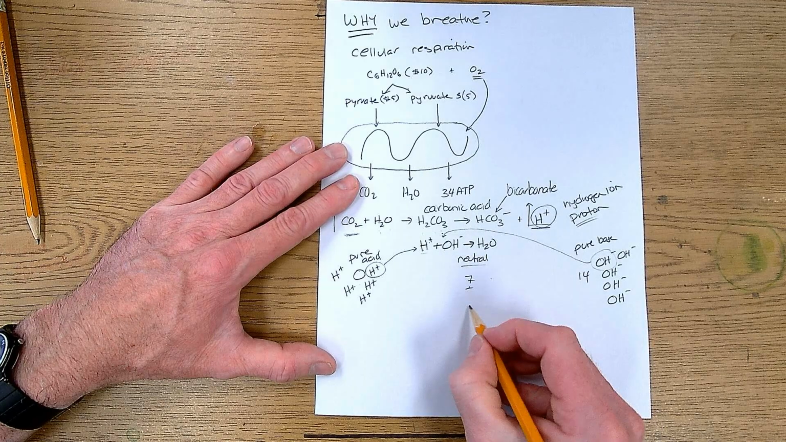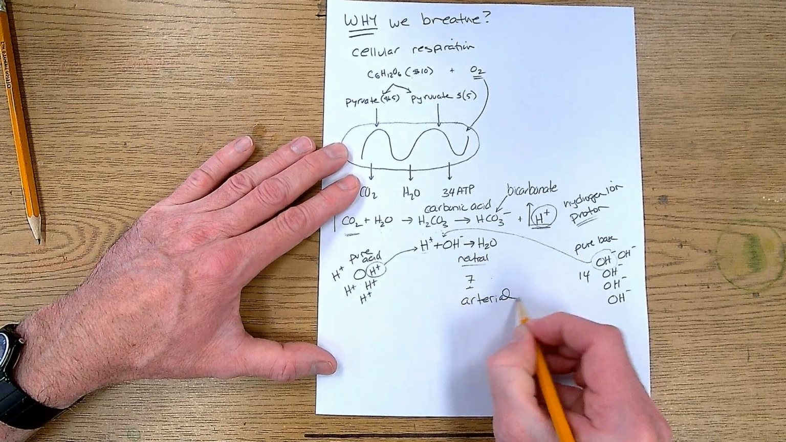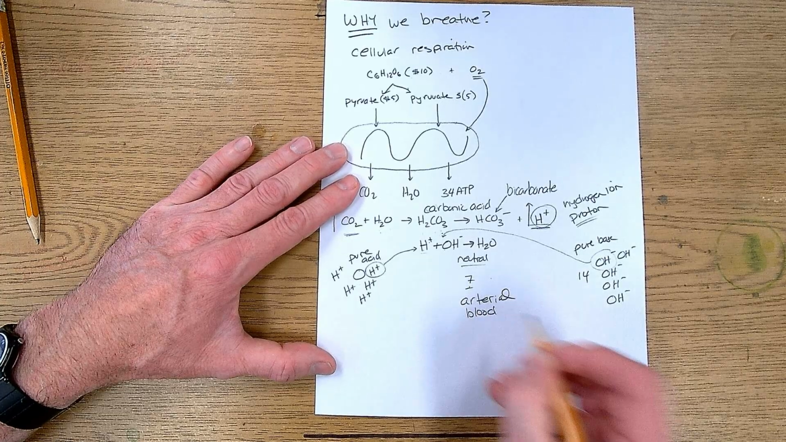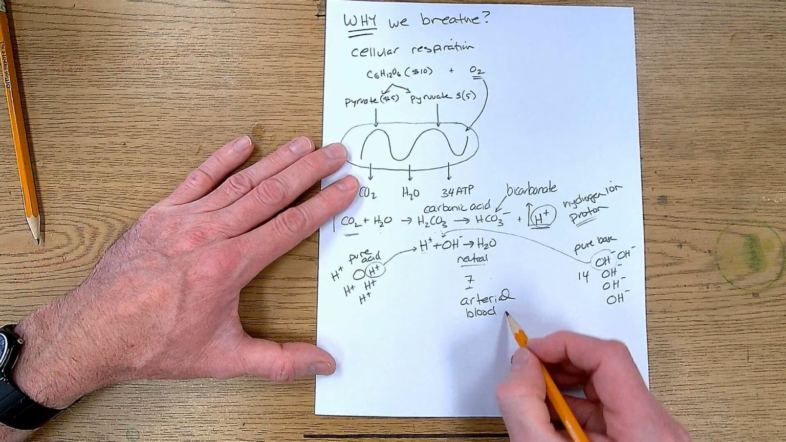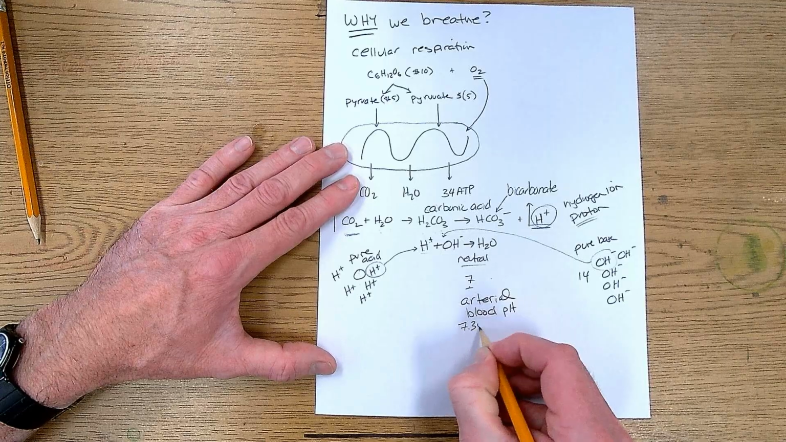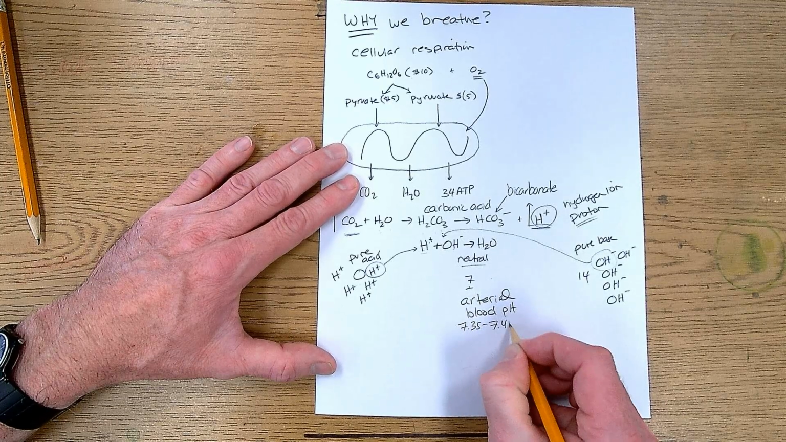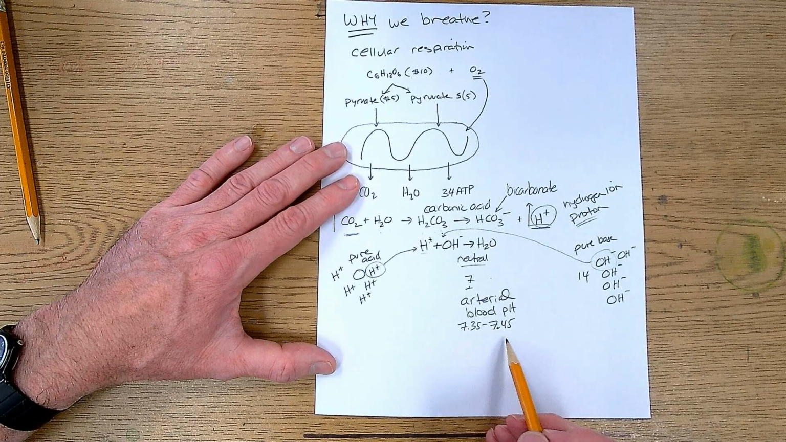Now, our arterial blood, it's got to be arterial. We'll explain why some other day. Our arterial blood has a pH range of 7.35 to 7.45. And again, there are no units. Okay, so we've got a range here. It's a pretty narrow range.